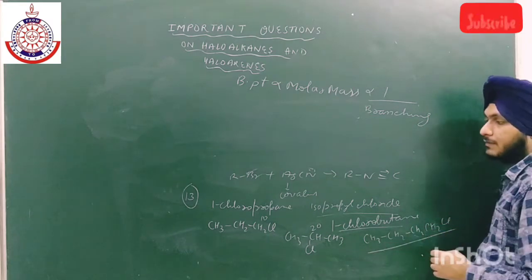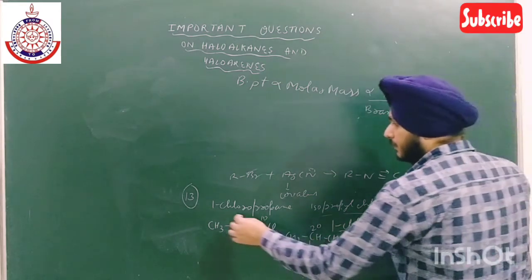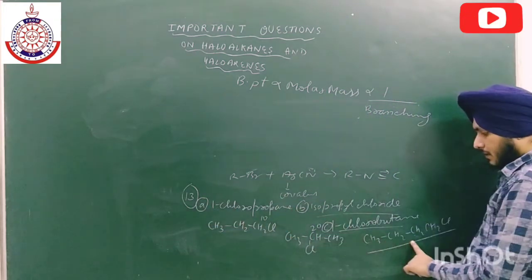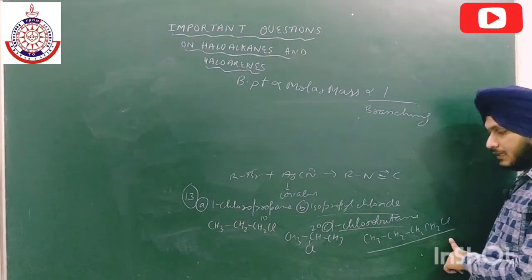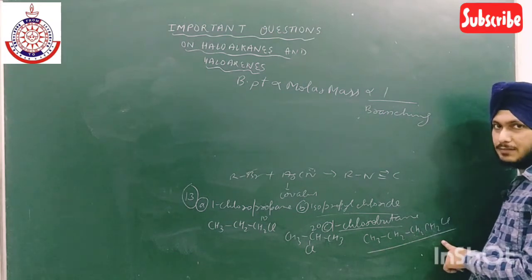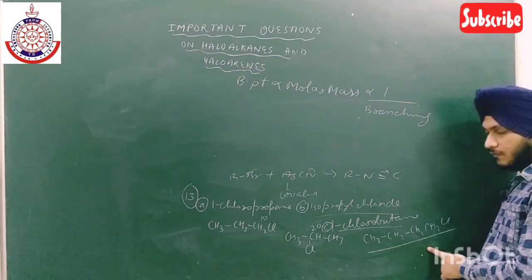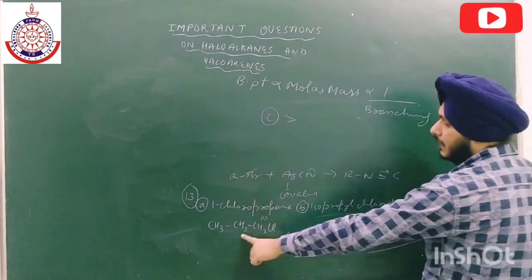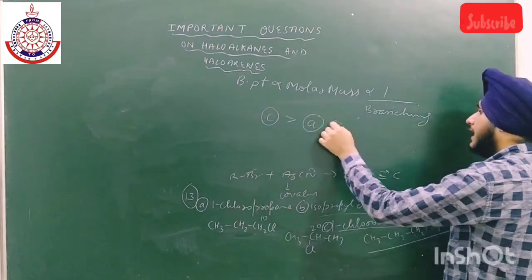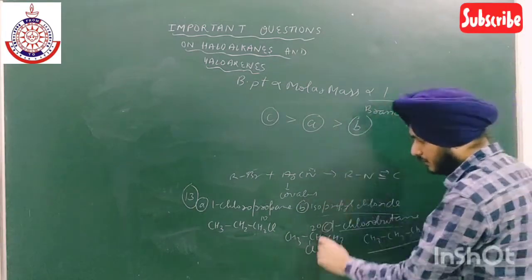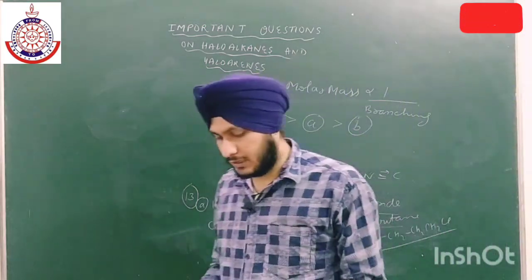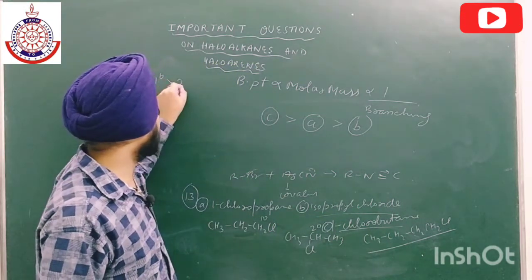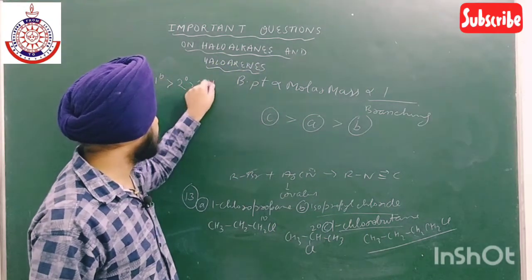This is a 4-member carbon chain. So this is A, this is B, and this is C. Now this is straight chain with no branching, and also the molar mass is maximum over here because we have 4 carbon atoms. So C will have the maximum boiling point. Then we have A, and at last we have B, because Cl is on a 2 degree carbon. So simply the order of boiling point is 1 degree, then 2 degree, then 3 degree.